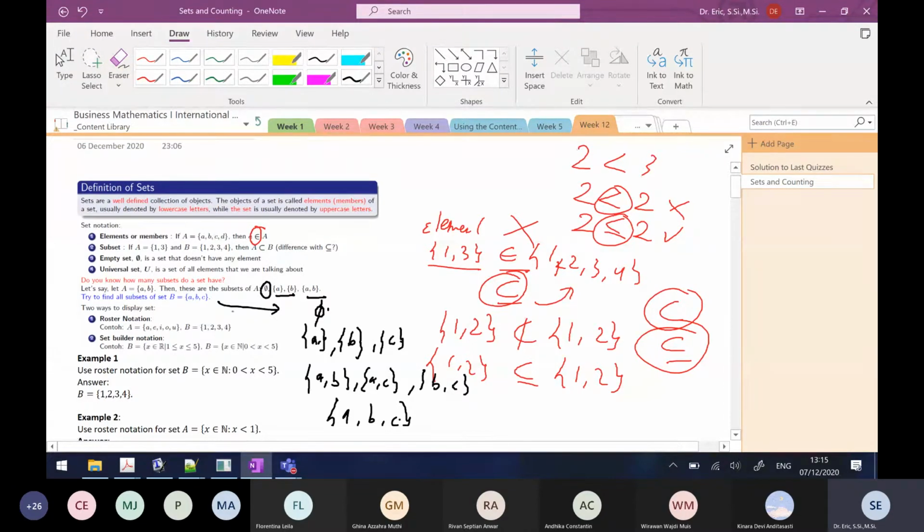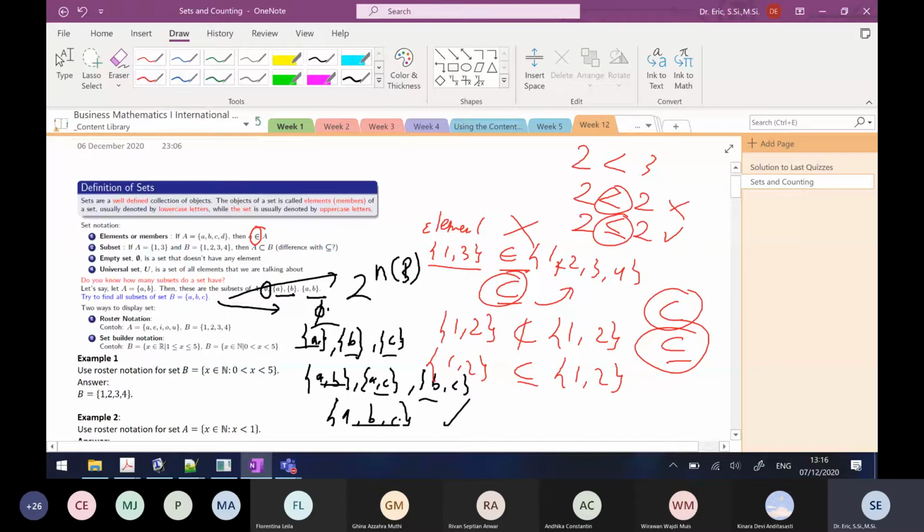Okay, in the end, how many subsets do I have? It's just 2 to the power of the number of elements. Okay, if you have 3 elements, the maximal number of subsets is 2 to the power of 3, that is 8. This is 8. 1, 2, 3, 4, 5, 6, 7, 8.